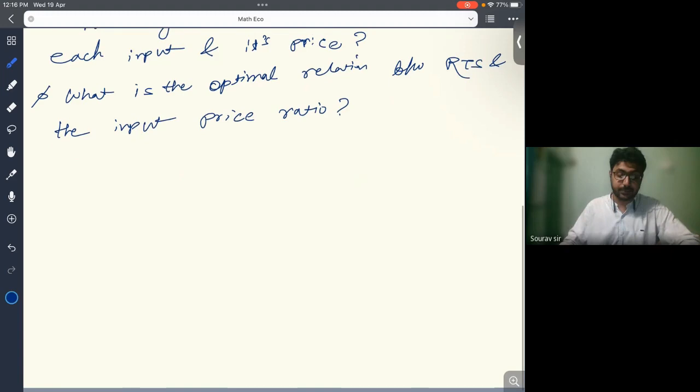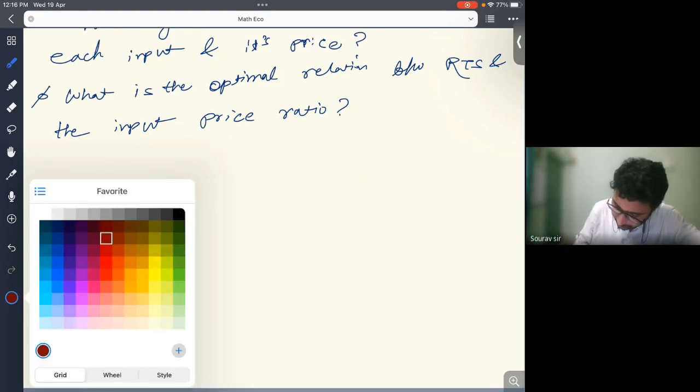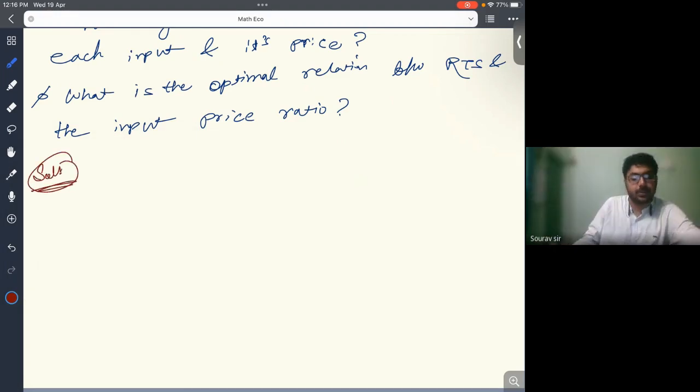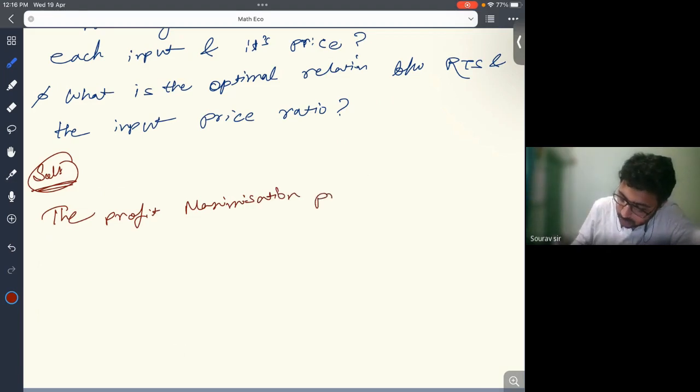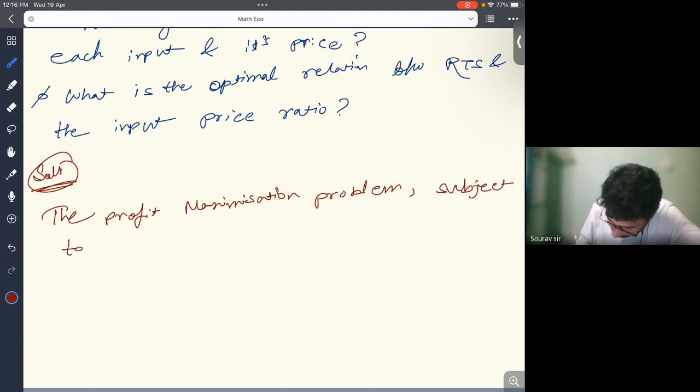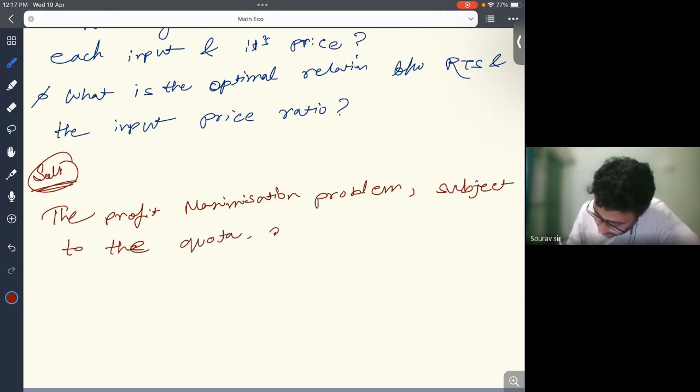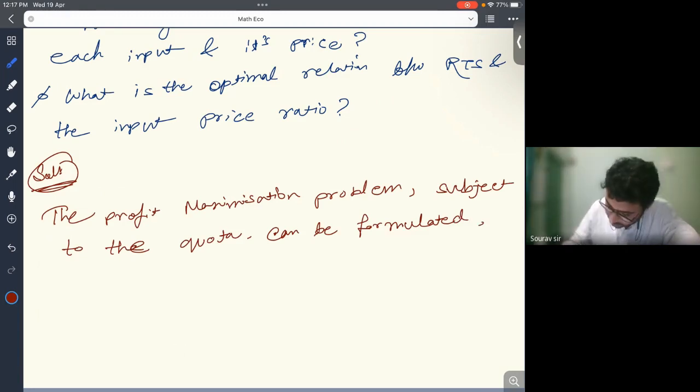So let's solve it. At first, the profit maximization problem subject to the quota can be formulated in the traditional manner.